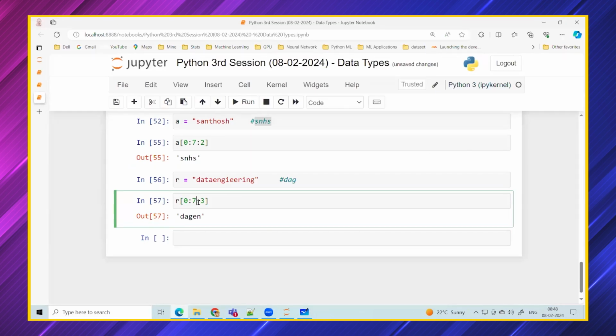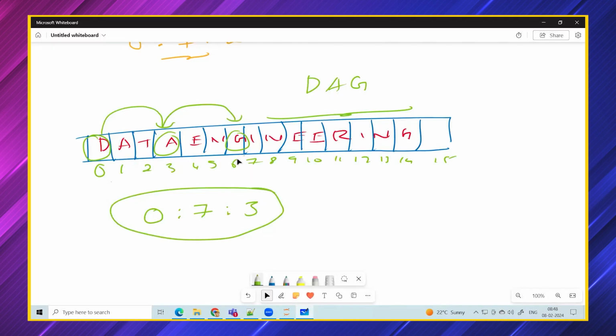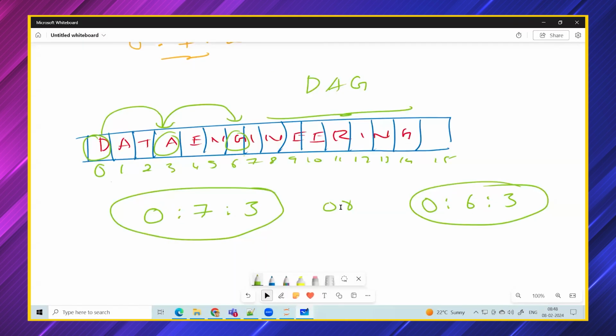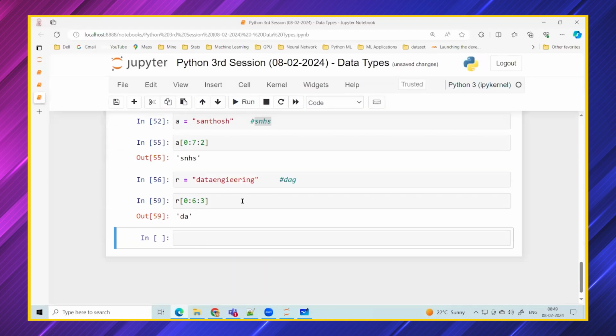Now if I give 7, you will get it. Now if I give 6, right? What will happen? It will not consider G. You won't get G. D and A will come, excluding G. Which is correct, 7 or 6? 7. 0 colon 7 colon 3. Okay. So finally, I got a wrong answer after explaining for 30 minutes.